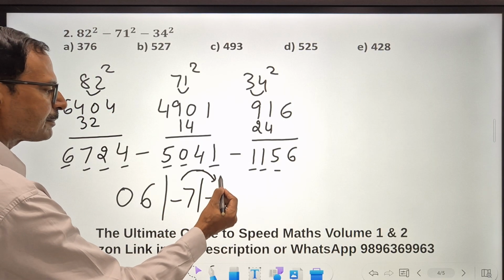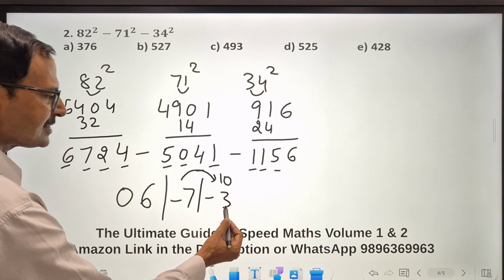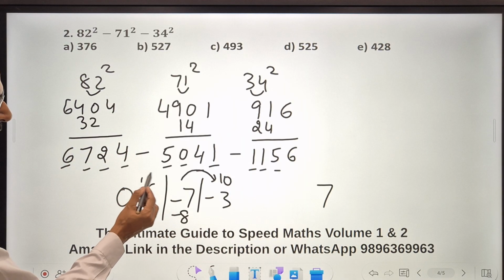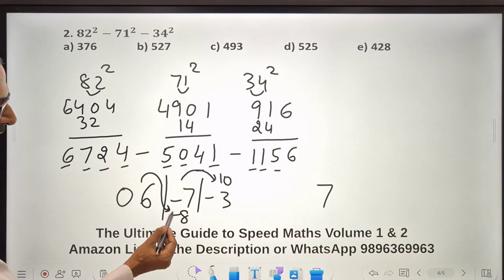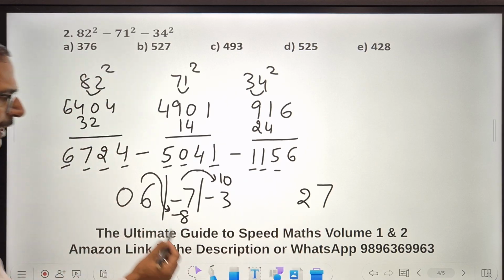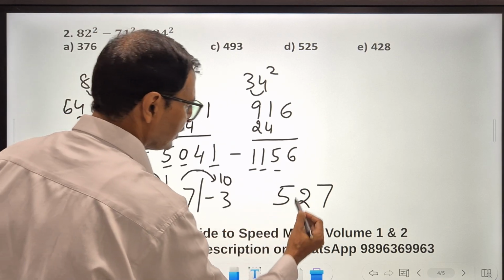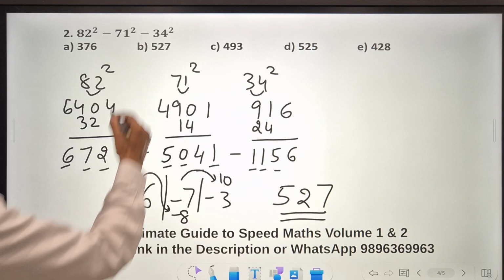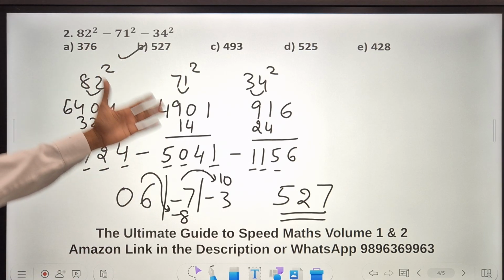Borrow 1 from here, subtract this from 10. 10 minus 3, 7. So this becomes minus 8. Now borrow 1 from here, this becomes 10 minus 8, 2. And 6 becomes 5. So is 527 the answer? Yes, we have got the answer, and the B option is the correct answer.